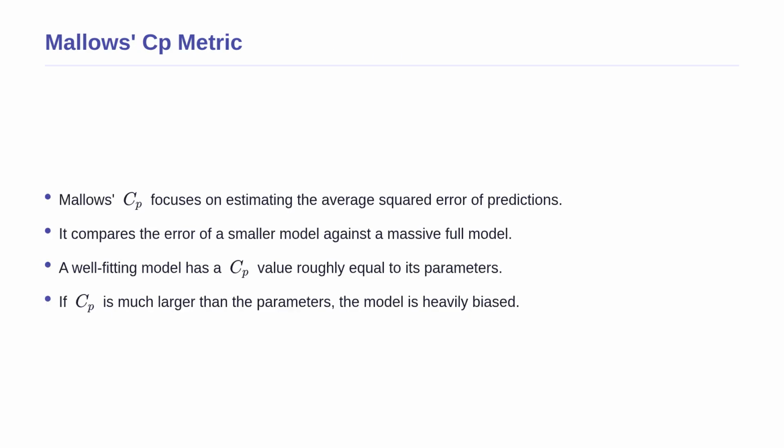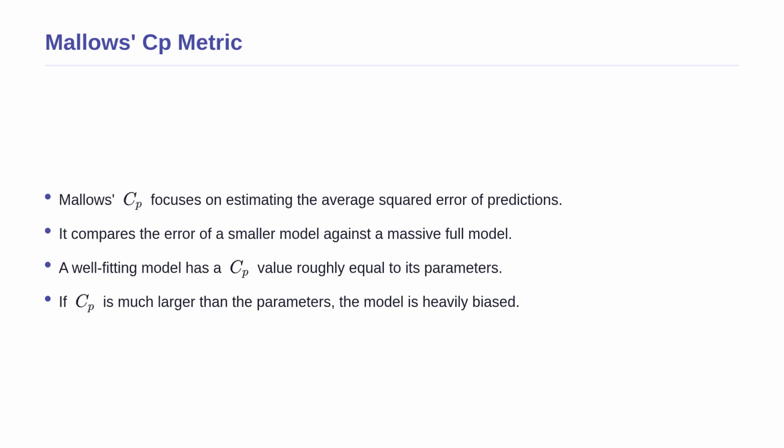While adjusted R-squared is great for variance, it is not the only tool we have. Another highly popular metric for scoring models is Mallow's Cp. While adjusted R-squared focuses on the percentage of variance explained, Mallow's Cp focuses on estimating the average squared error of our predictions. It works by comparing the error of a smaller, proposed model against the error of a massive baseline model that includes every single variable available. A well-fitting model will have a Cp value roughly equal to its number of parameters.